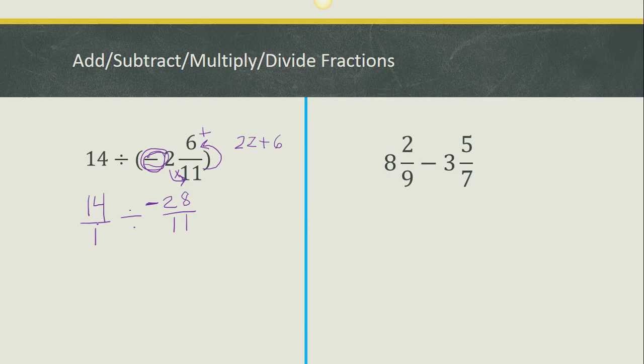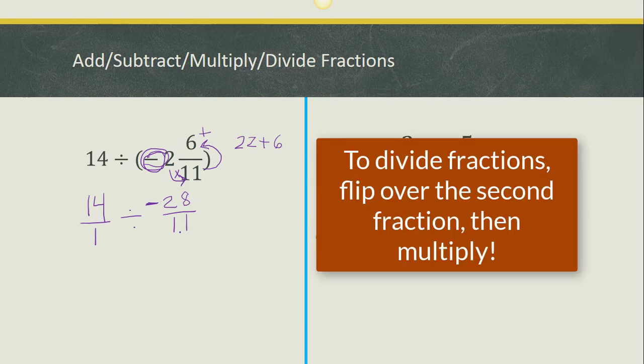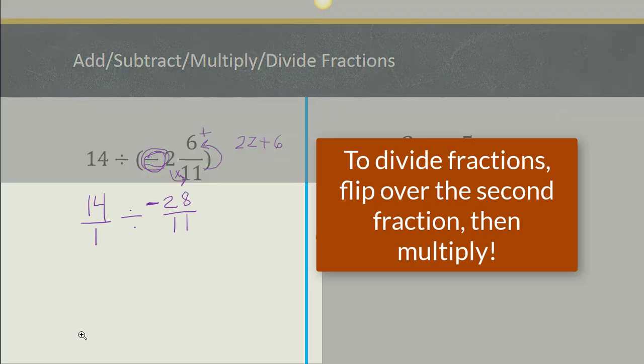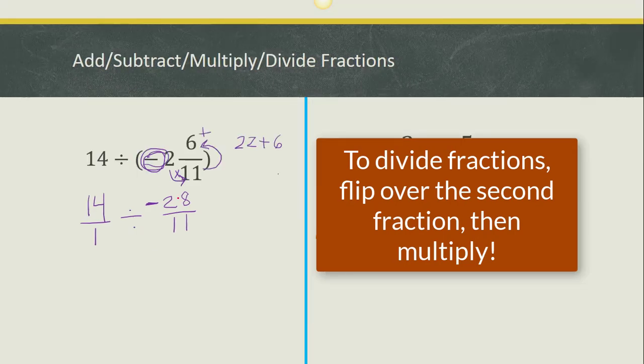Now we've got 14 over 1 divided by negative 28 over 11. This is when we do that trick that a lot of people say, flip and multiply. So we're going to take this second fraction and flip it over.